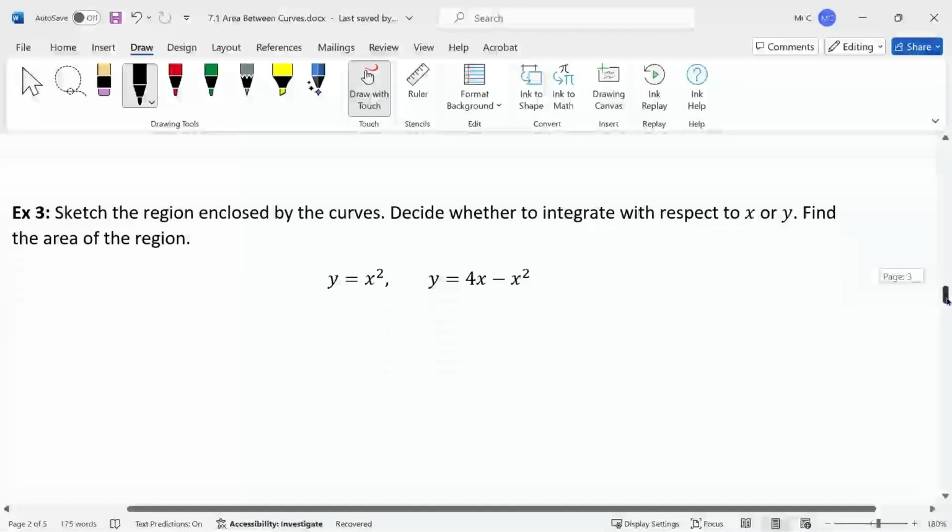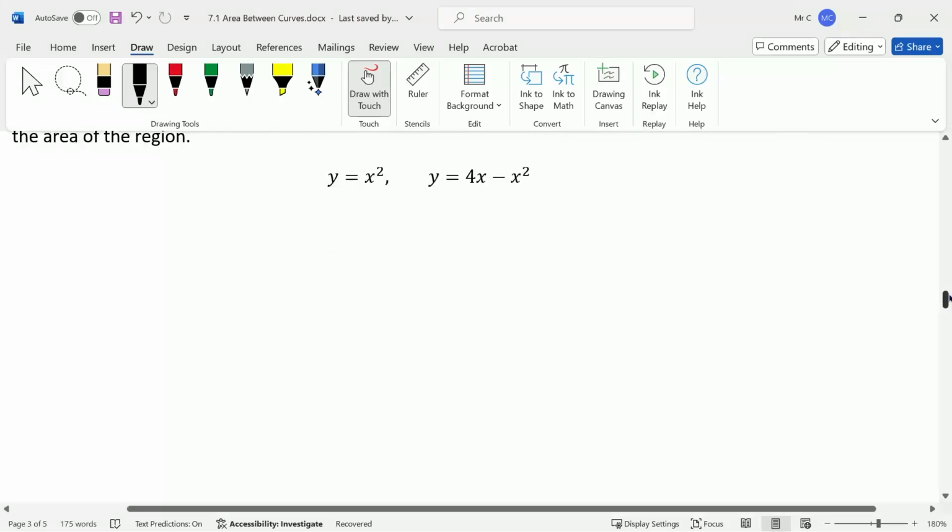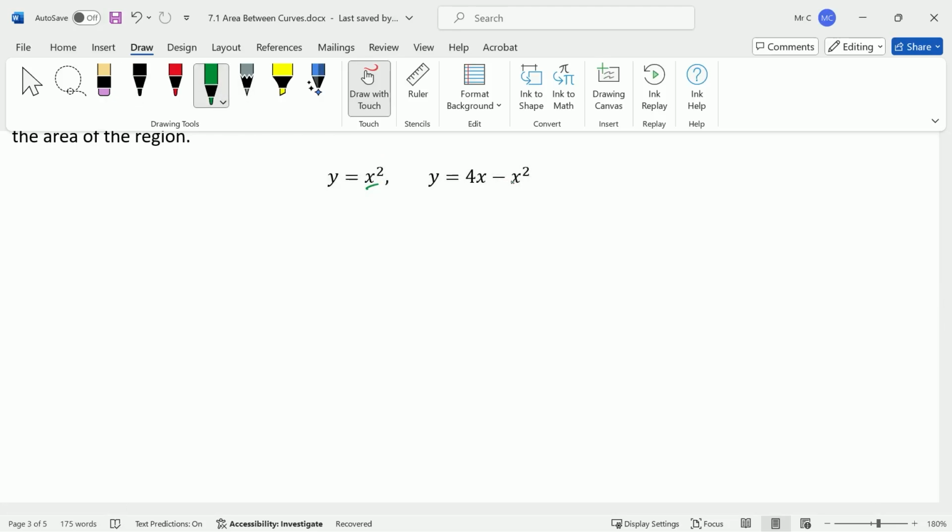Now let's move on to another example. Sketch the region enclosed by the curves. Decide whether to integrate with respect to x or y. Find the area of the region. So in this case, we've got two parabolas. We've got one parabola that's facing up, and the other has a negative in front of the x squared, so it's facing down. So the first thing I'm going to do is find my intersection points.